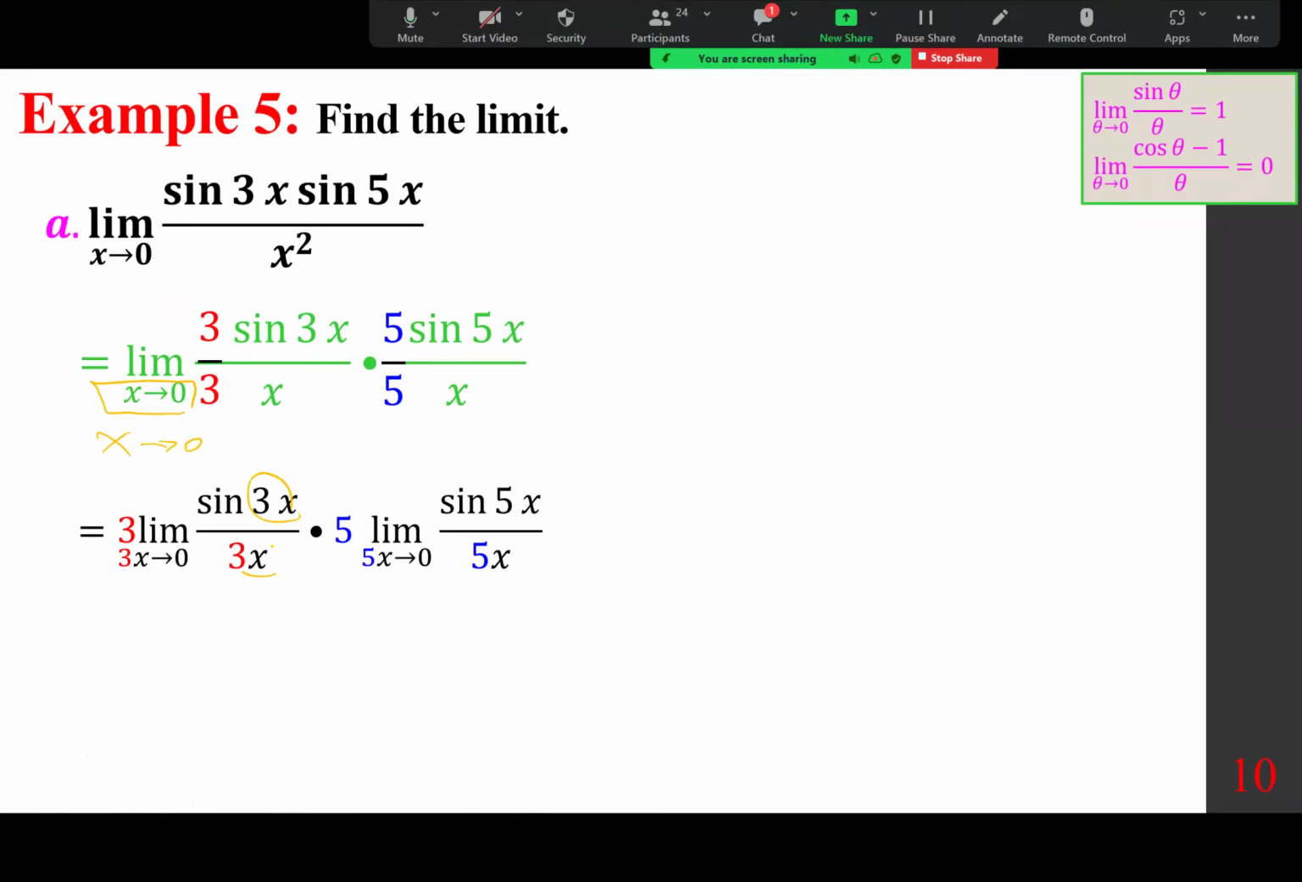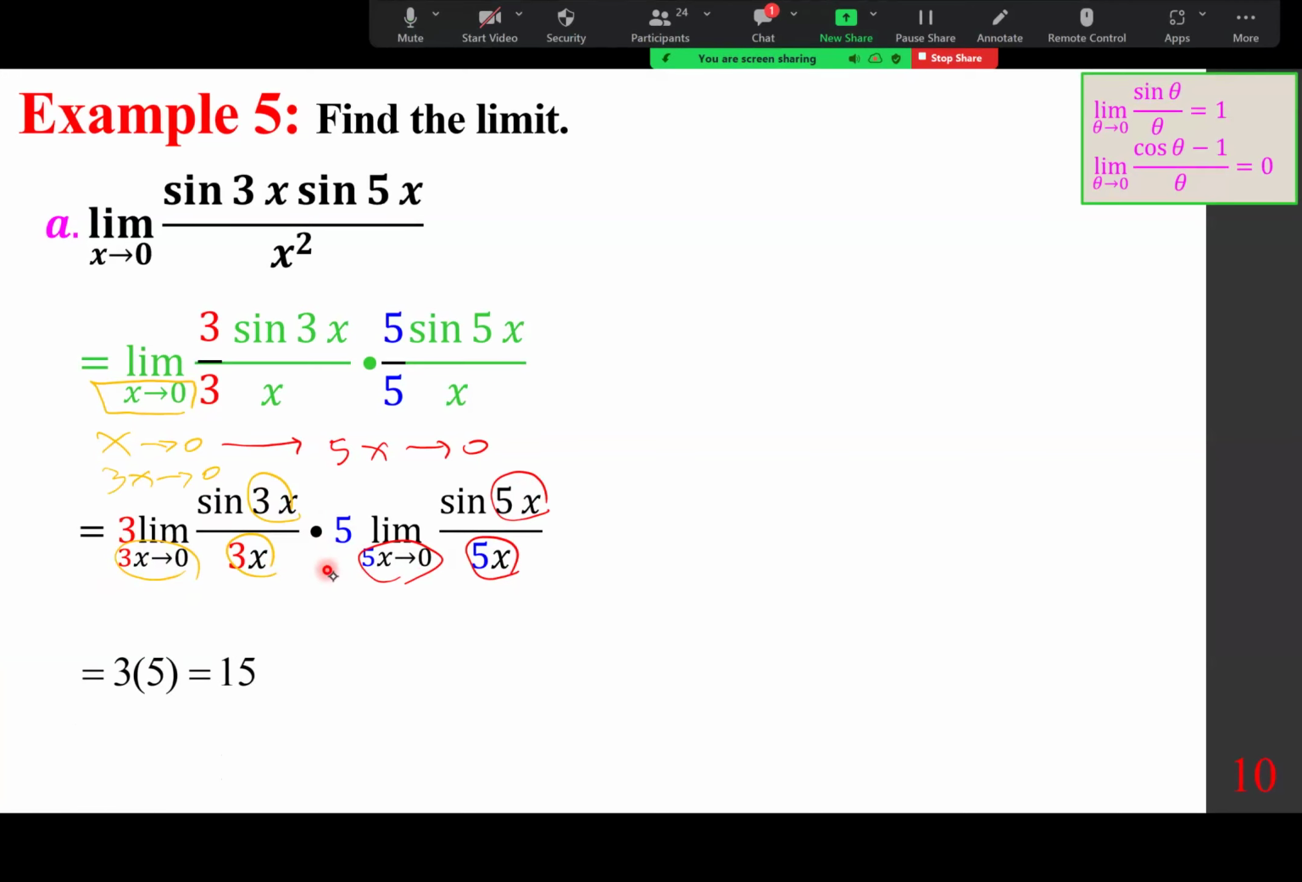You have 3x here. And of course, if x approaches 0, so does 3x. This is 5x. This is 5x. So far, so good. We want 5x to go to 0. If x goes to 0, so does 5x. You have to change it accordingly. Now, you have two choices. Say, okay, this one and this one are identical. This is 1, so the answer is 3. This one and this one are identical. The answer is 5. 3 times 5 is 15.